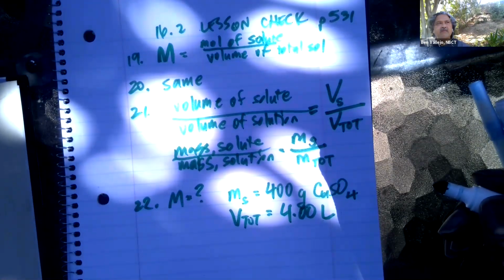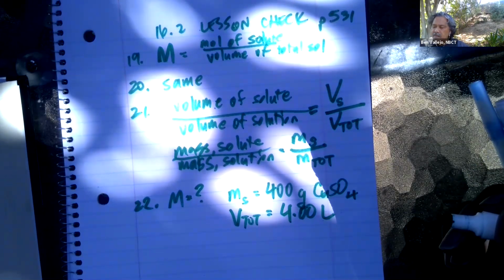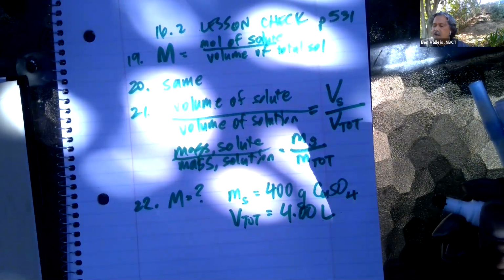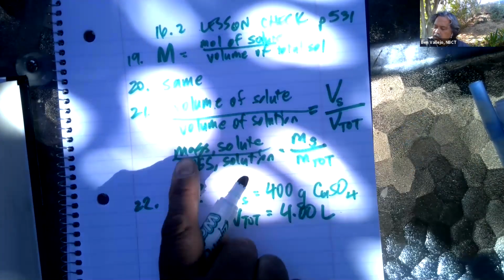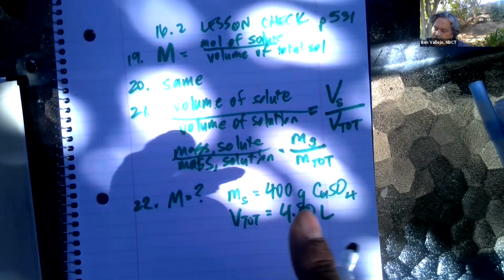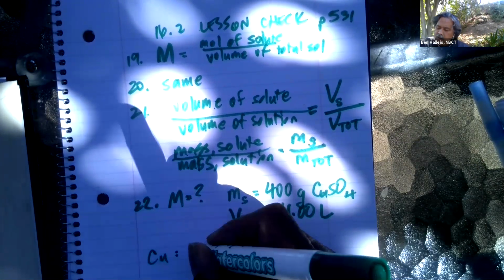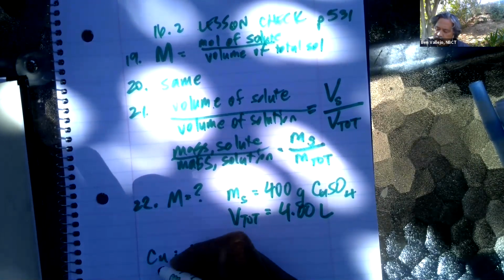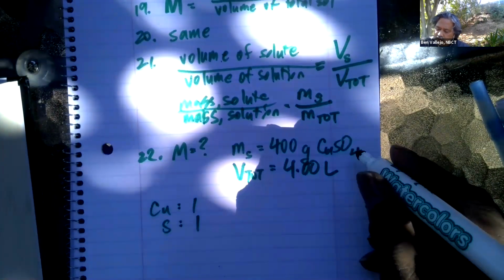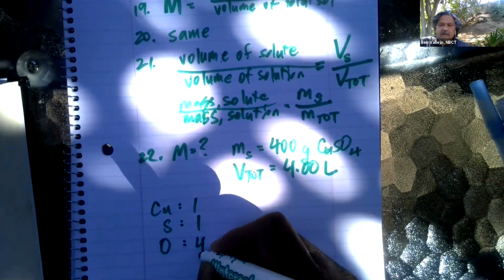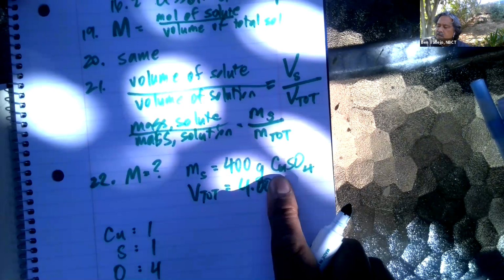If it was just an element, we could get that straight off the periodic table. But since it's not an element, it's a compound, we've got to figure that out. So the molecule is copper sulfate. In a molecule of copper sulfate, you have one copper, one sulfur, and four oxygens. I got that from the molecular formula of the whole compound, copper sulfate, CuSO4.